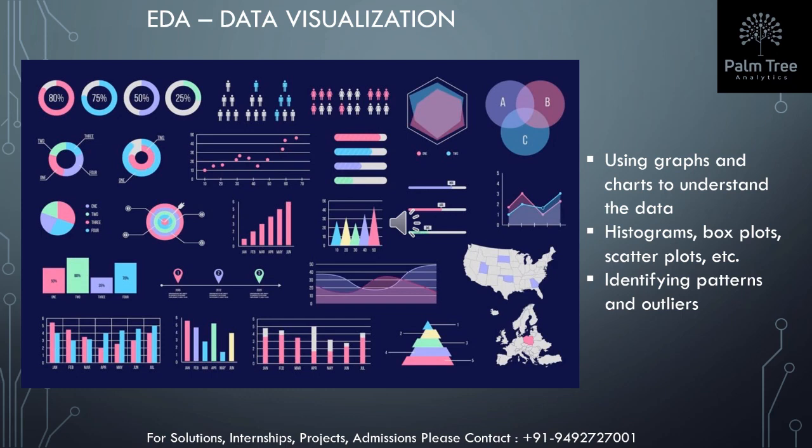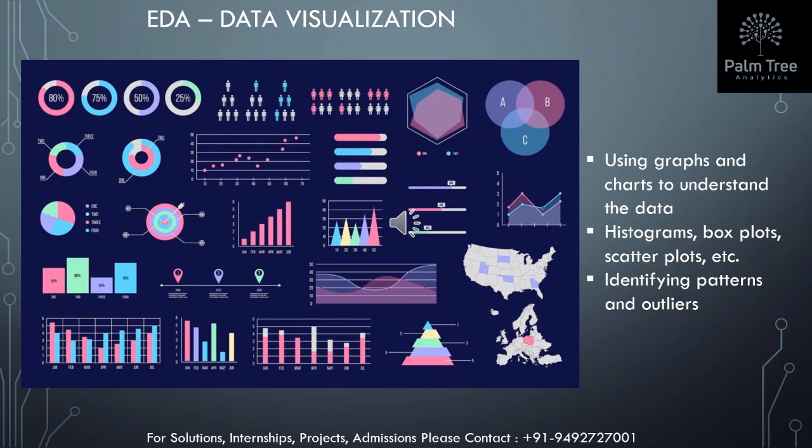Now that we have acquainted ourselves with numbers, it's time to bring the data to life. Data visualization is like turning on the lights in a dark room. It illuminates patterns, trends, and relationships that might otherwise go unnoticed. We use a variety of charts and graphs like histograms, box plots, and scatter plots. These visual representations allow us to see the story the data is telling.